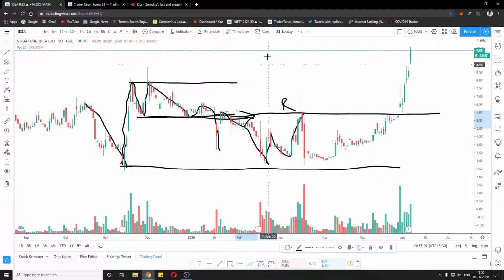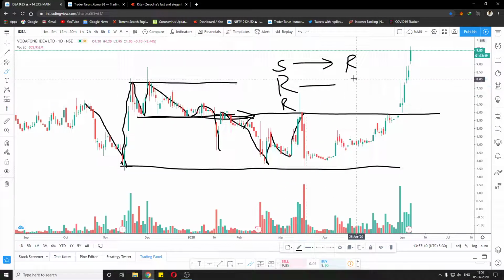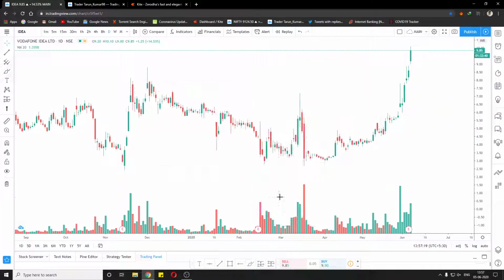So another very, very important concept is when support becomes resistance and resistance becomes support. I'll explain this concept in the next video. For this video, just assume that it happens. So the move is something like this.